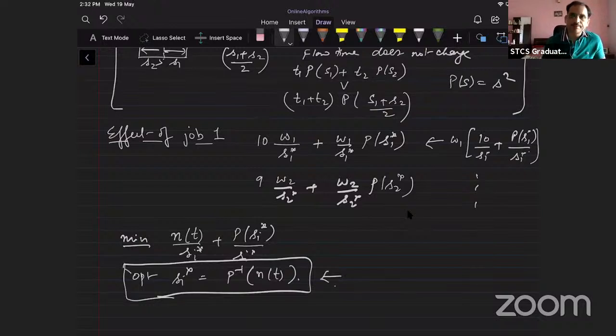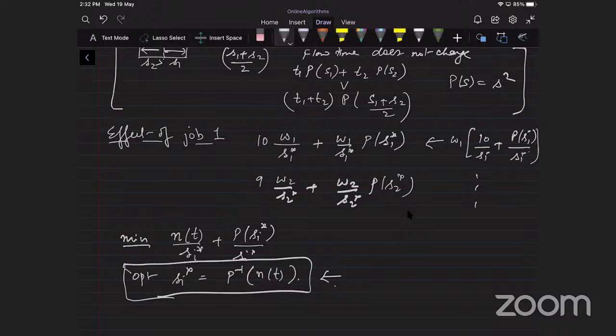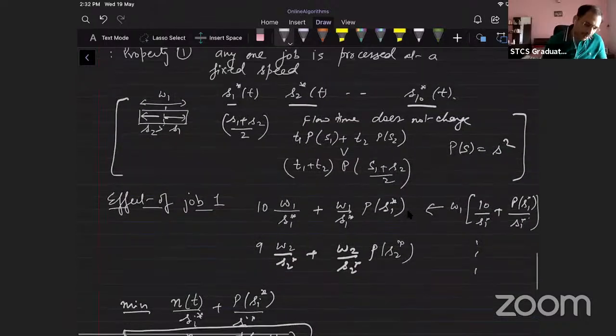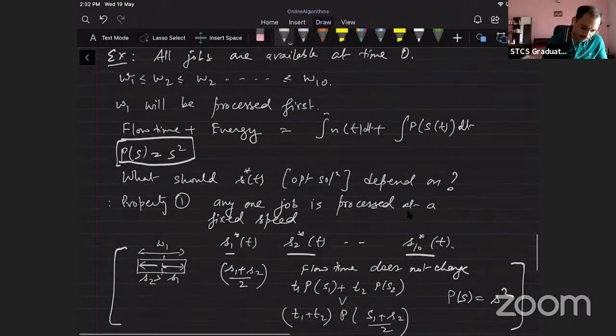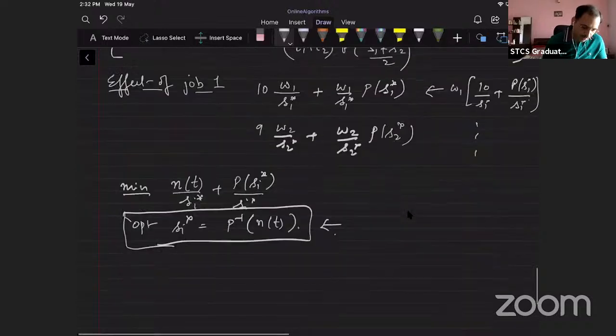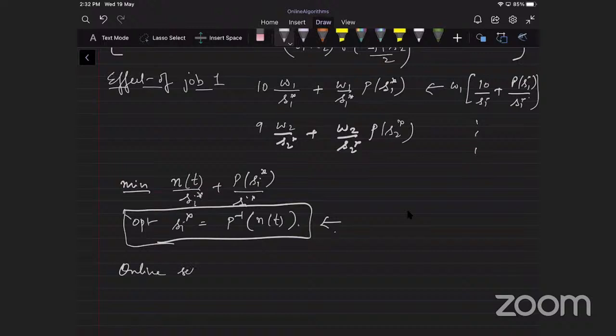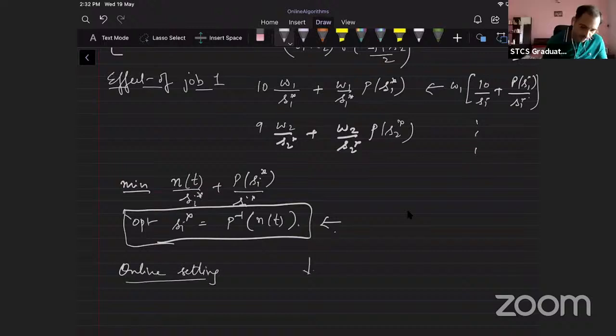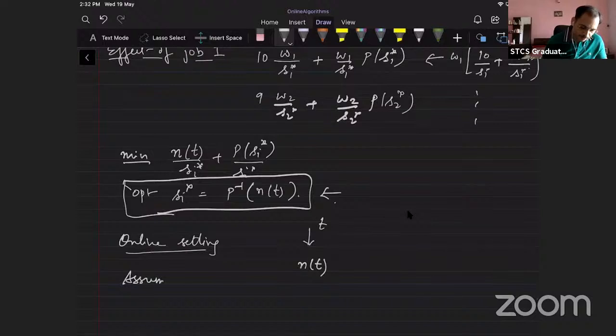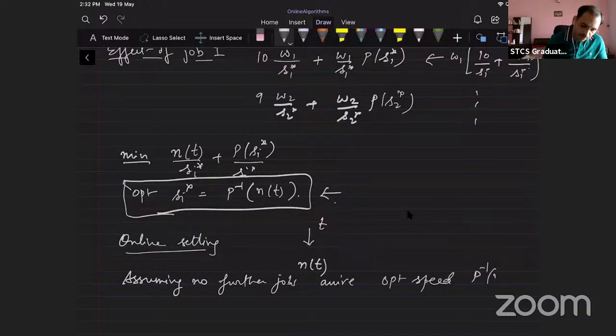Are people with me here? Yes. Okay. So now what our algorithm is going to do is assume that at each point T, so now we are in the online setting, look at a time T. You have the current set of jobs, which are N of T. Assume no further jobs arrive. So assuming no further jobs arrive, the optimal speed is going to be P inverse of N of T.